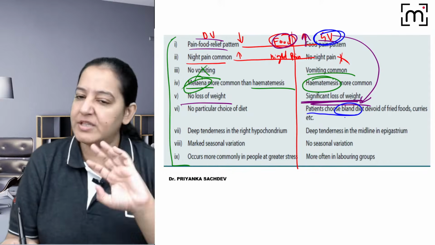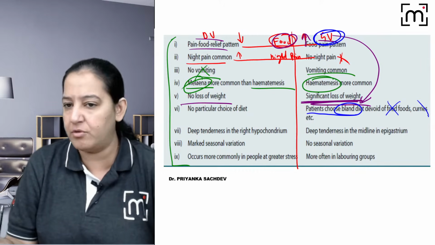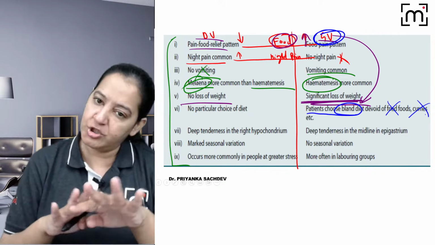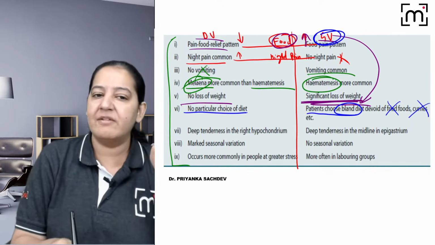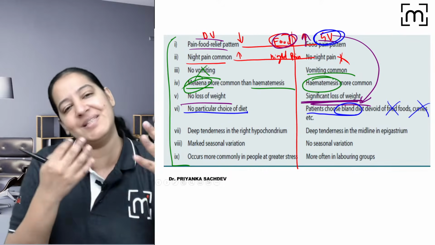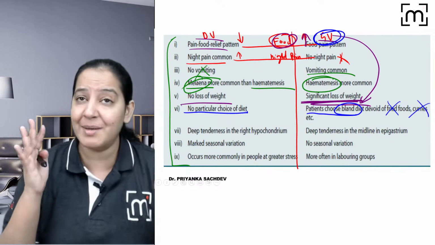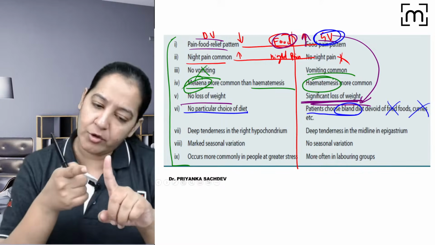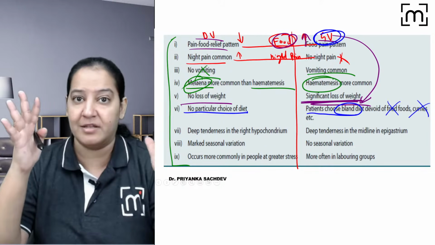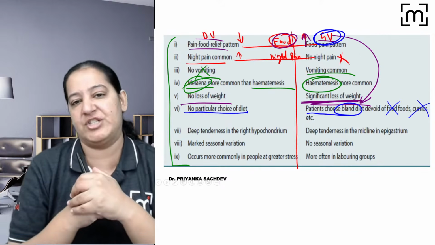so patient chooses bland diet. Patient will say, I will not eat spices, I will not eat fried food, not curries, not anything, because whenever I eat this food I have pain. So patient chooses bland diet. But duodenal ulcer patient will eat everything, because on eating his pain is decreasing. He doesn't have any particular choice, he eats everything. So you should ask the patient, what is your choice of food? You eat only bland food or you eat everything? So that also helps you make a broad judgment of what type of ulcer the patient is having.